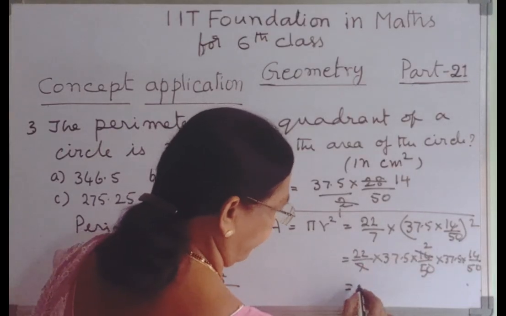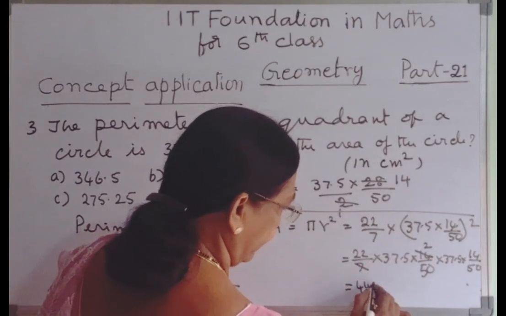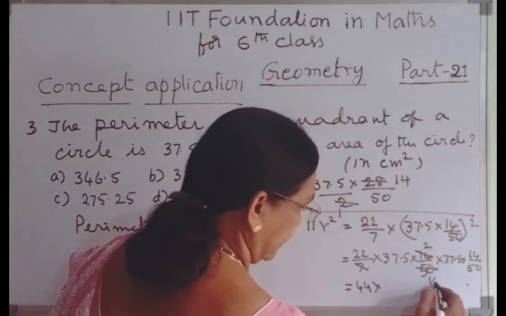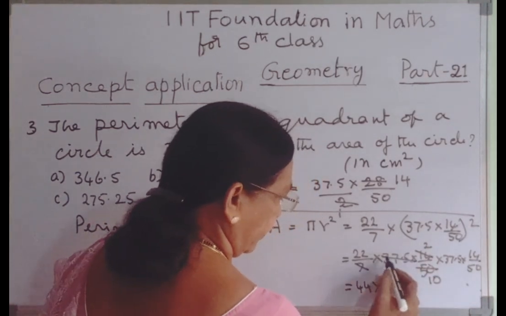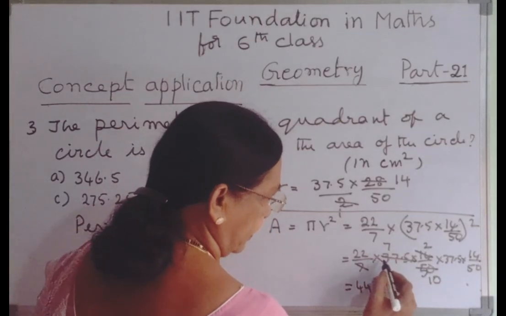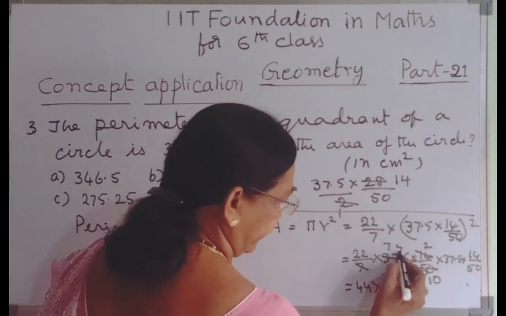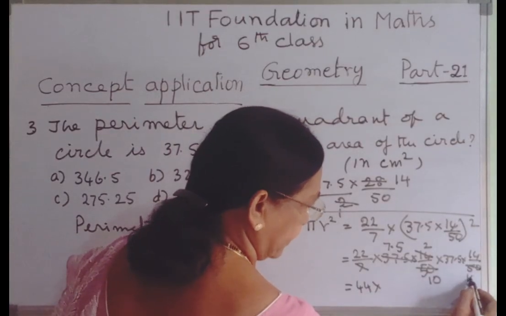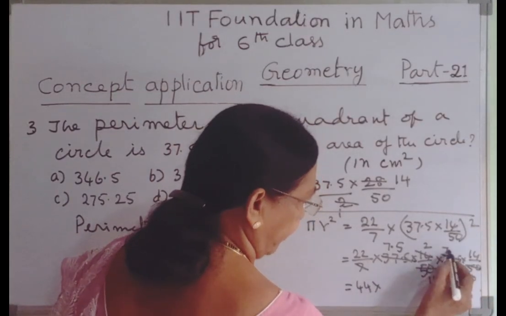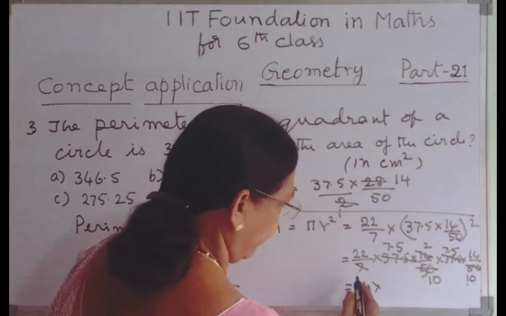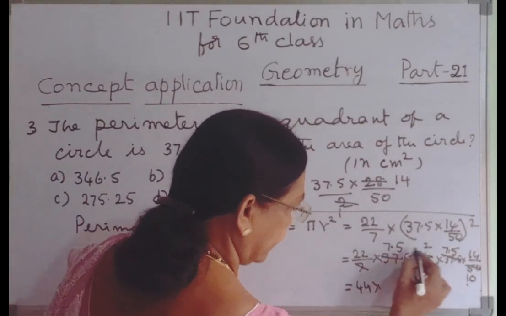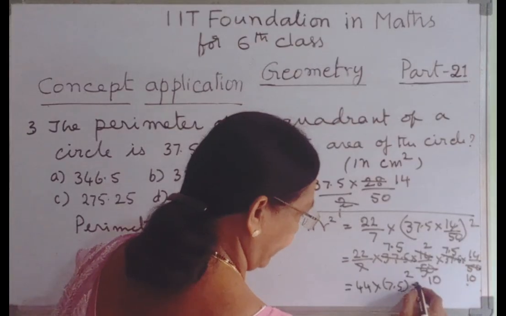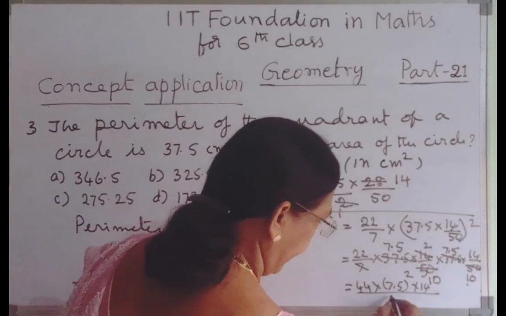22 2s, 44 into 5 10s, 5 7s, 35, 5 5s, 25, 7.5. So 5 10s, 5 7.5s. So 44 into 7.5 whole square into 14 by 100.